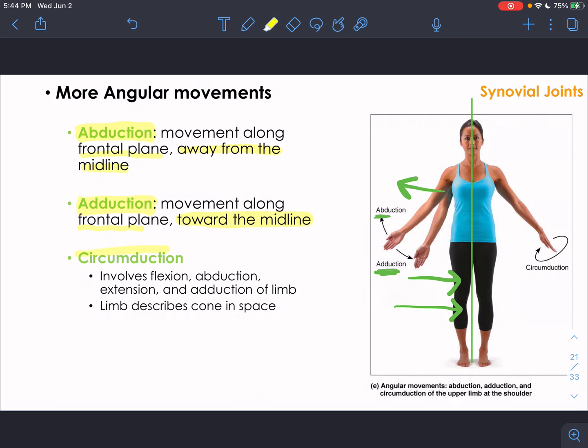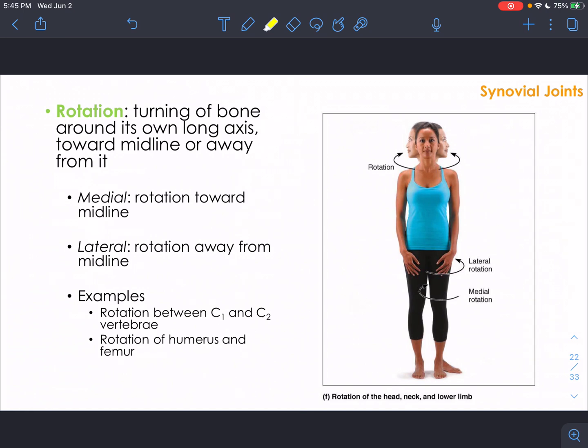Okay, and you can also have circumduction, which is flexion, abduction, extension, and adduction all at the same time, which basically you're just creating a circle, kind of like a cone in space. Okay, so the most proximal point of your joint isn't moving, the more distal it is, and you're creating kind of like a circle. Okay, and that's called circumduction. Okay, you can also have rotation, which is the turning of a bone along its own long axis, either towards the midline or away from it.